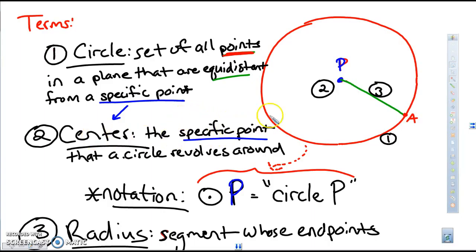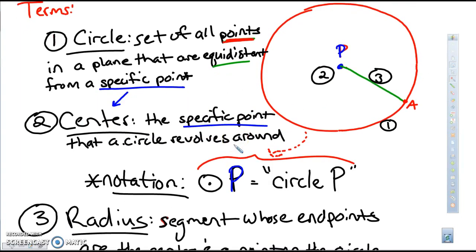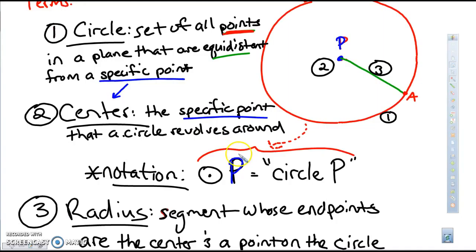So the specific point that we choose is called the center. And that's just the point that all of the points of the circle revolve around. And that point is pretty important to know because we label a circle by its center. So here's a little notation thing: this image looks like a circle with a dot in the middle, and then the letter here denotes a circle with center P, or we just call it circle P.